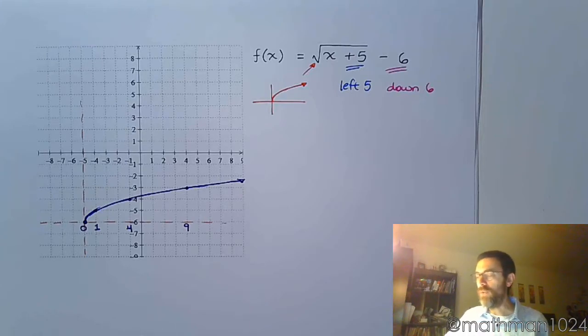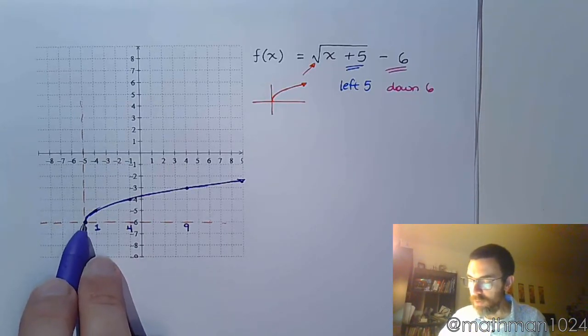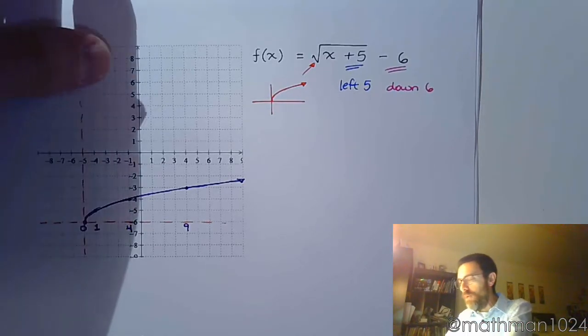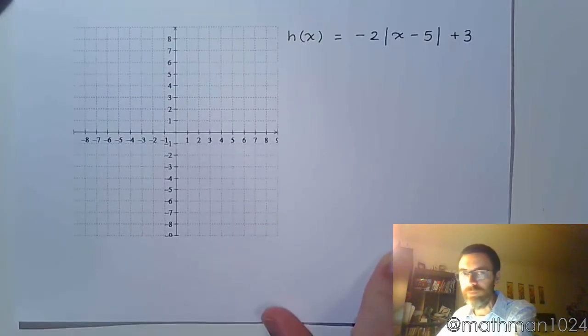And you see that we don't have to recreate a new t-table of values. Just know the key values for the regular square root function and build those points anew from this new origin. Okay? Alright, one last guy right here.